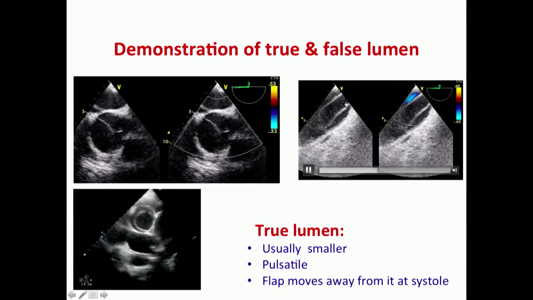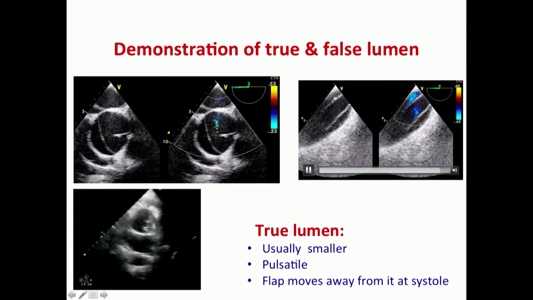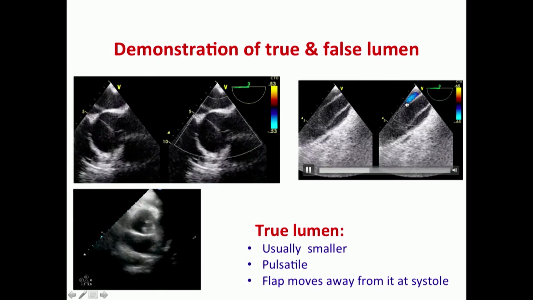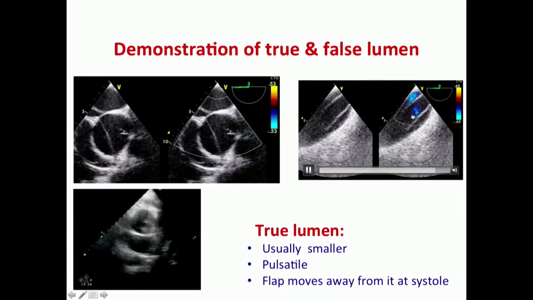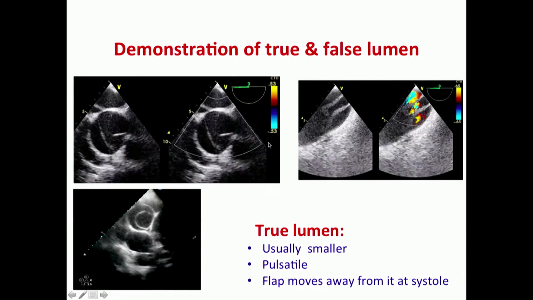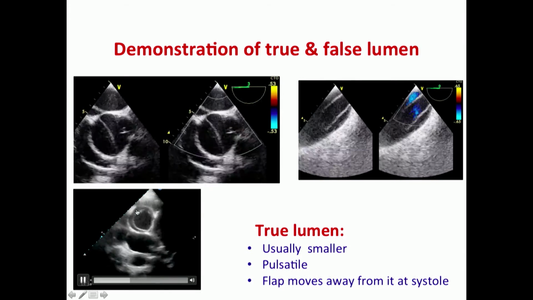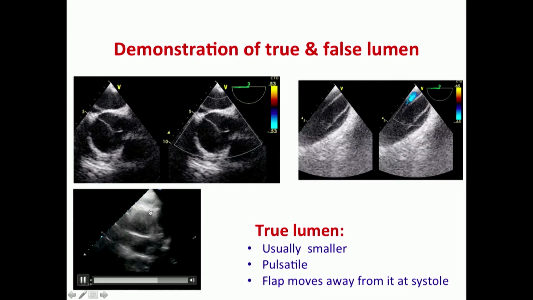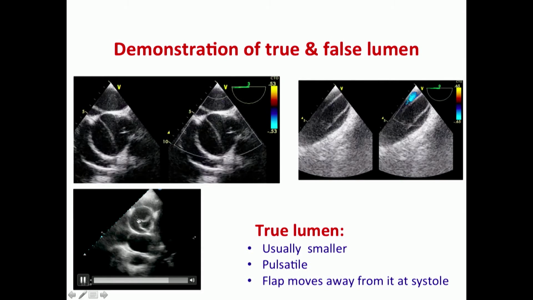The blood is moving into the true lumen with each systole, whereas in the false lumen there is blood, but if you see carefully, it is continuous. There is stasis of the blood, whereas this blood is pulsatile. So this is the true lumen, and the flap moves towards the false lumen during each systole, and the false lumen is usually larger in size.